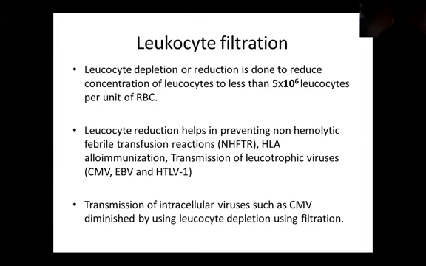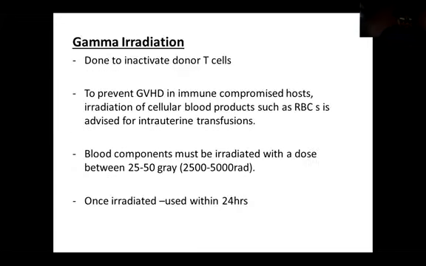Then leukocyte filtration. So what is leukocyte filtration? This is mainly to prevent the concentration of leukocytes. So very, very important. Leukocyte depletion or reduction is done to reduce the concentration of leukocytes to less than 5 into 10 to the power of 6 leukocytes per unit of RBC. Leukocyte reduction helps in preventing non-hemolytic febrile transfusion reactions, HLA alloimmunization, and transmission of leukotropic viruses like CMV, EBV, and HTLV-1. So transmission of intracellular viruses such as CMV is diminished by using these leukocyte depletion filters.